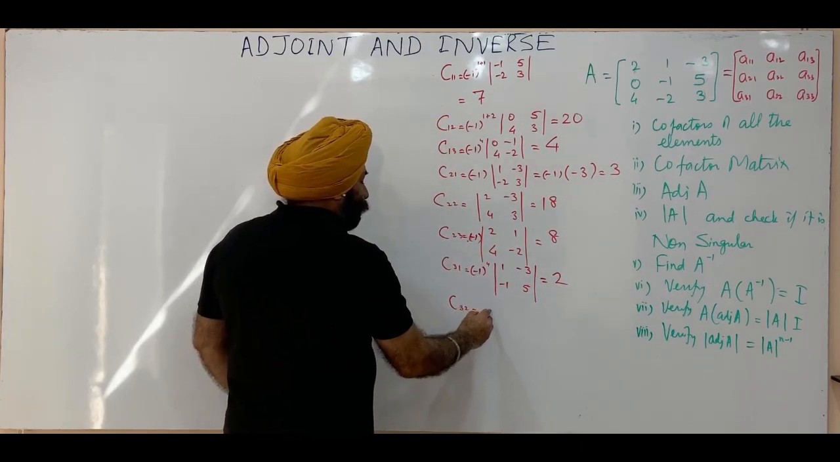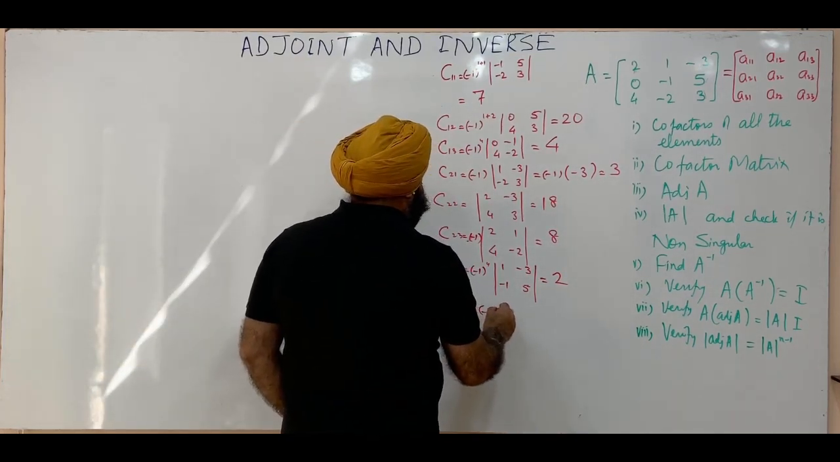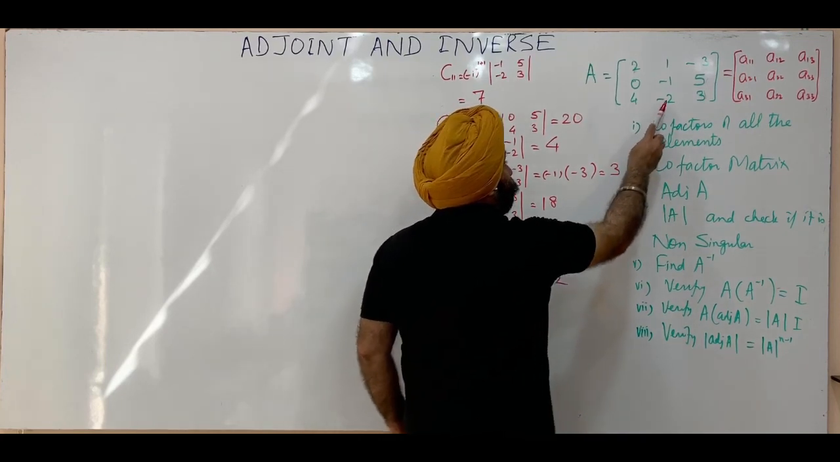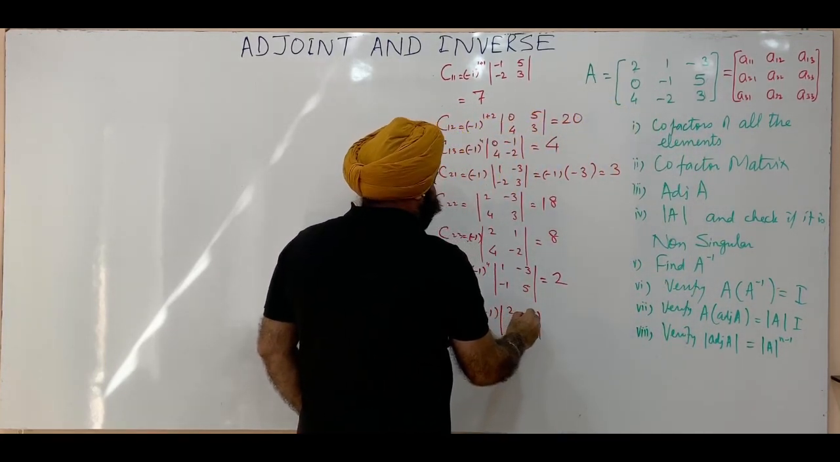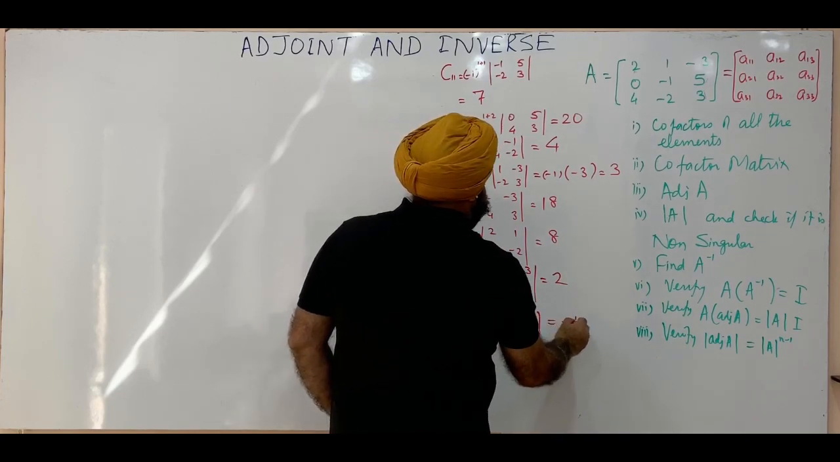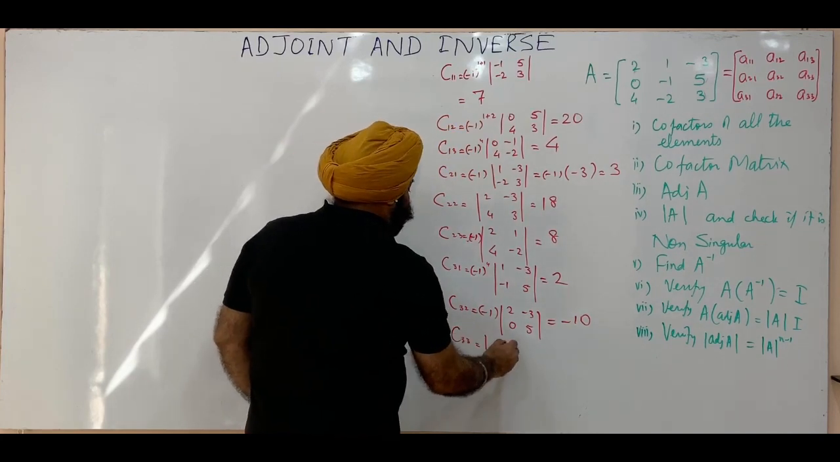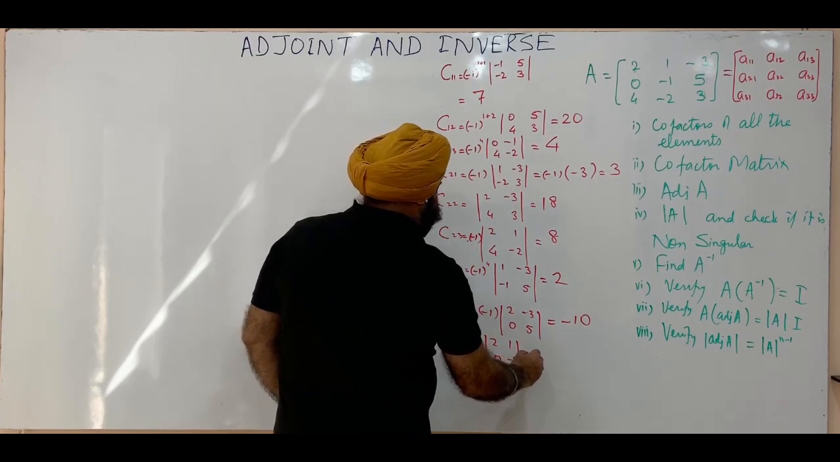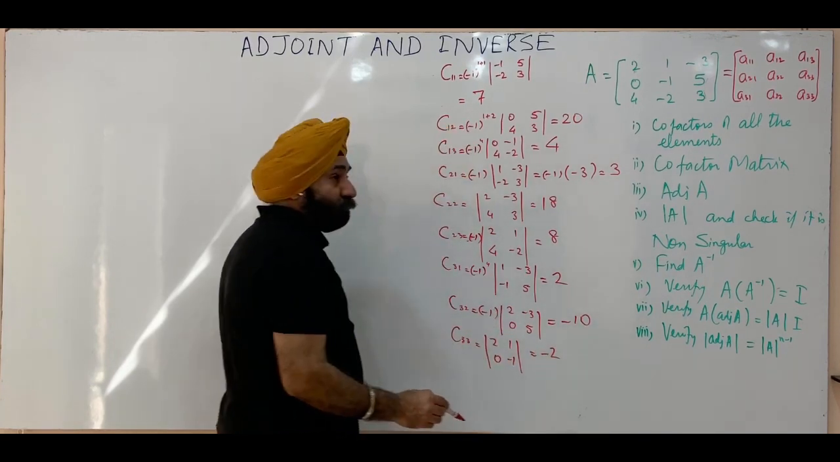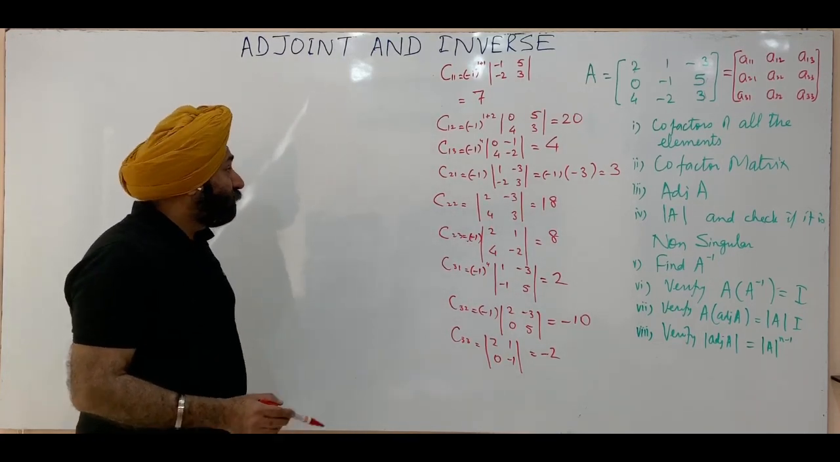Similarly, this is minus 1. 3 plus 2, it's 5. So that's minus 1. Then for this, leave this row and column. We have 2, minus 3. This is 0 and this is 5. And for the last element, this will be the determinant 2, 1, 0 and minus 1. That's minus 2. So we have the cofactors of all the 9 elements of the matrix.